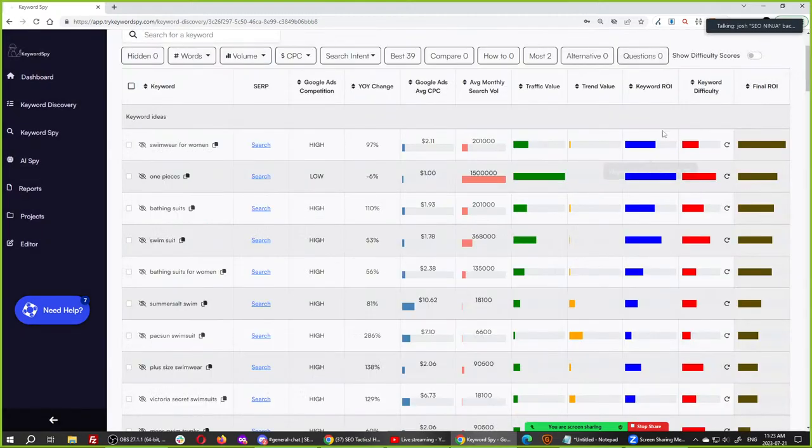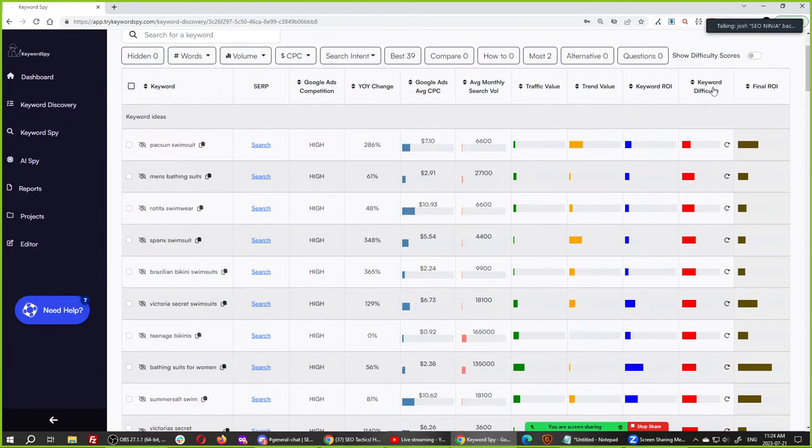If you want to go for the ones that are even easier or have the lowest hanging fruit, I would go for ones based on keyword difficulty. I would start at the top here, maybe. Brazilian bikini swimsuits, Victoria's Secret swimsuits. I might go for teenage bikini. I might go for these ones here is what I would go for.